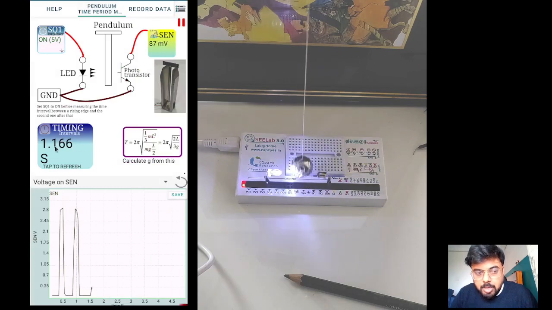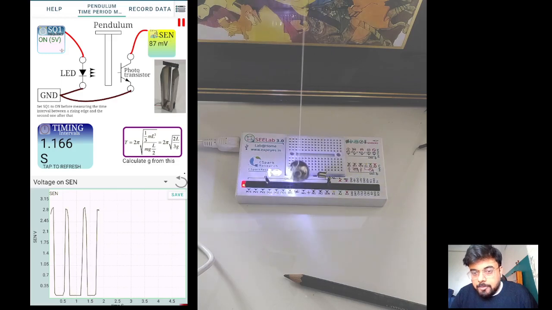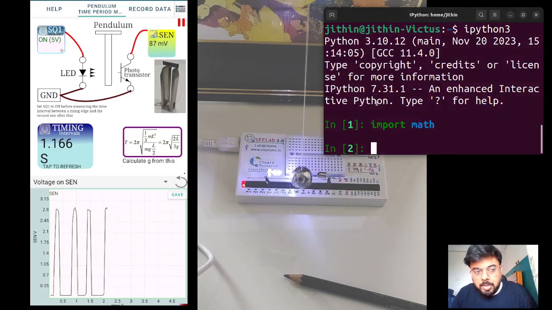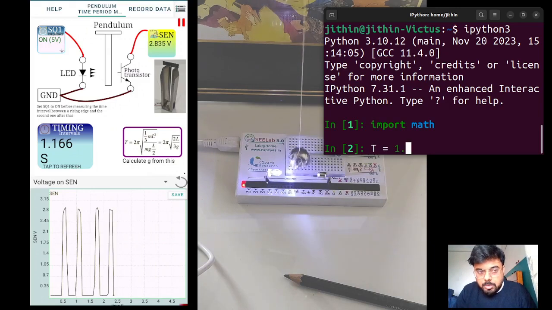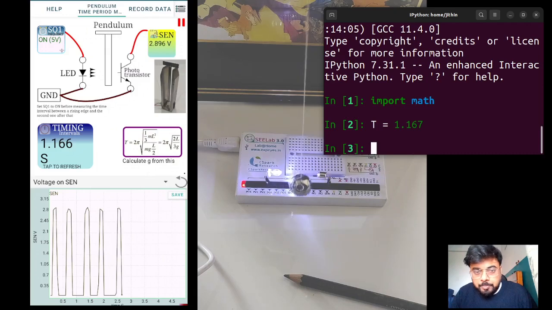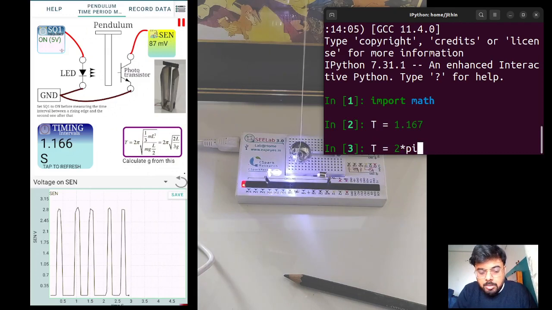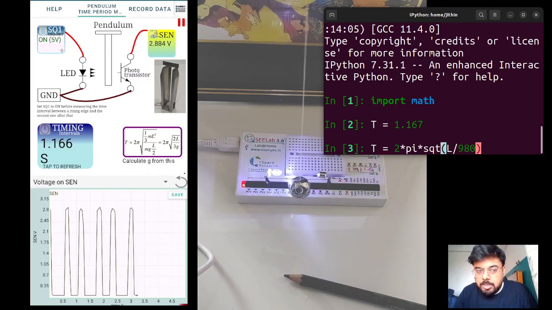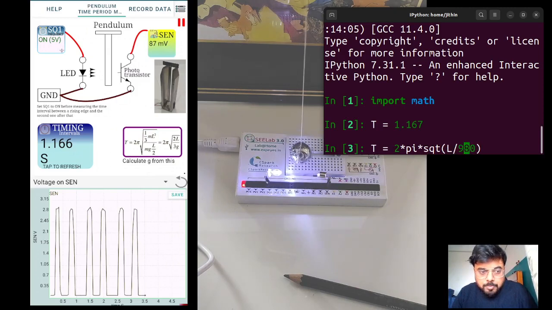I'll go back here. Now we need to use this particular value, 1.166, 1.167, and verify that this is the correct time period. So I'm going to use the math library, and our time period T is 1.167. The equation for the time period is 2π square root of L by G. So I'm going to put G as 980 centimeters per second square. L I wish to calculate, and T I have already calculated.